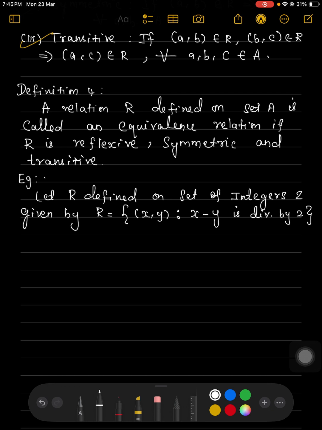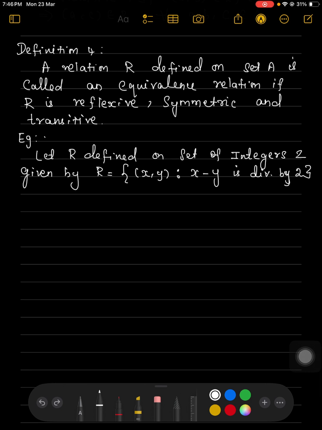Okay, hope this too is clear. Divisible by 2. This is the set of integers, so this is the condition. And they have clearly mentioned that the relation is defined on the set of integers. So whatever you take must be an integer, do not take a non-integer. Now what is the question? Check if R is an equivalence relation or not.